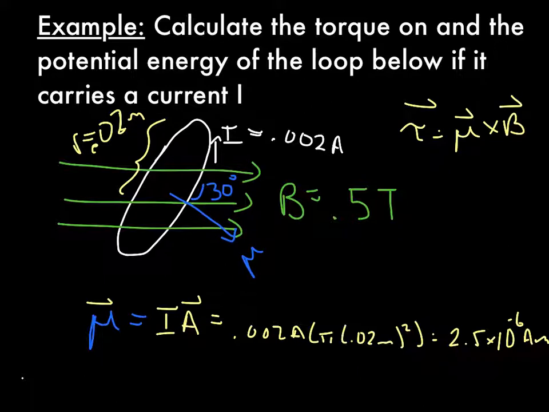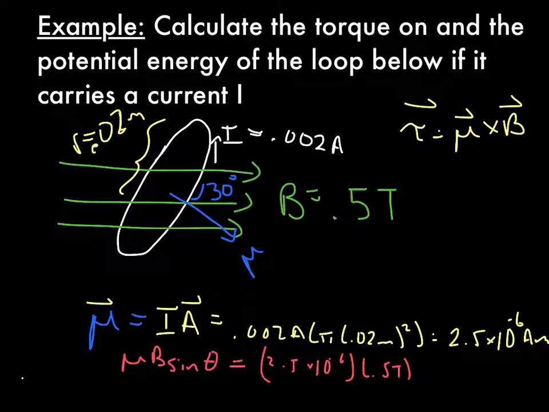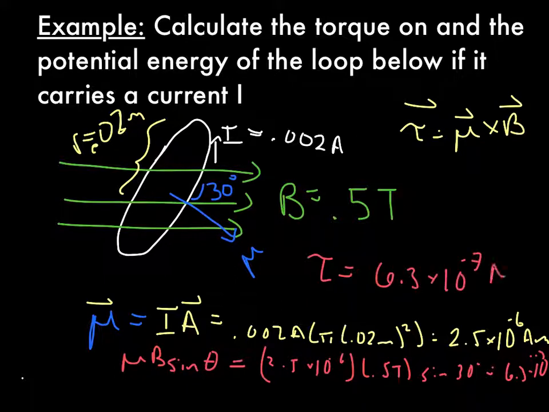So then, if we want to find torque, I would say that this is mu B sine theta. Theta is 30 degrees. So this would be mu being 2.5 times 10 to the minus 6, B is going to be 0.5 teslas, Tesla being the unit of the magnetic field, sine 30 degrees, which is equal to 6.3 times 10 to the minus 7 Newton meters. Here, I'm going to write this up here. Torque is equal to 6.3 times 10 to the minus 7 Newton meters.